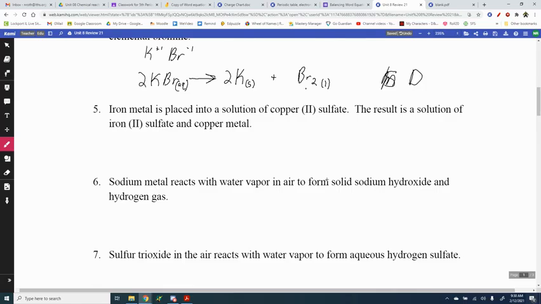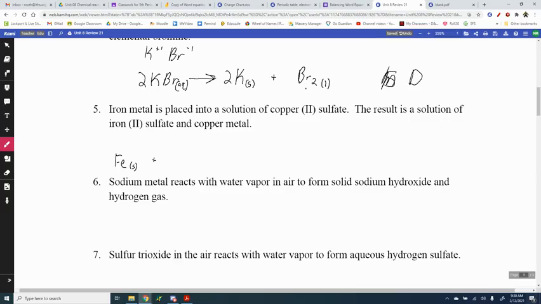All right, so next, iron metal is placed into a solution of copper(II) sulfate. The result is a solution of iron(II) sulfate and copper metal. Iron metal is just straight iron, Fe, and that is a solid because iron metal is a solid. Also, it says so in the periodic table.